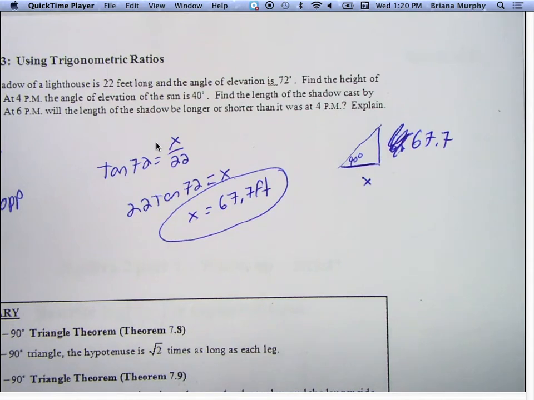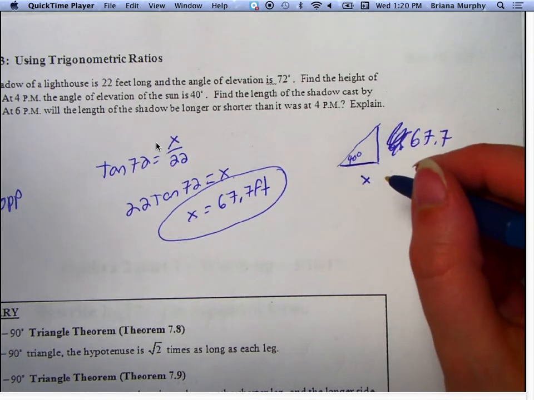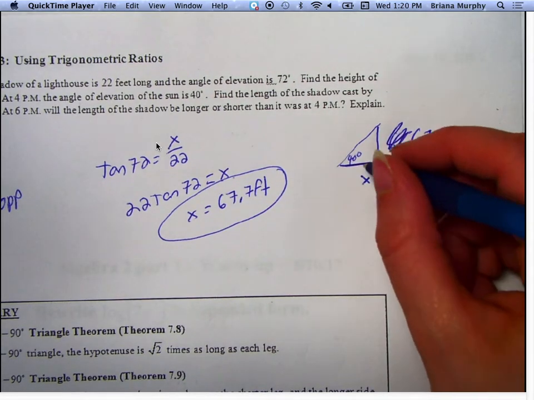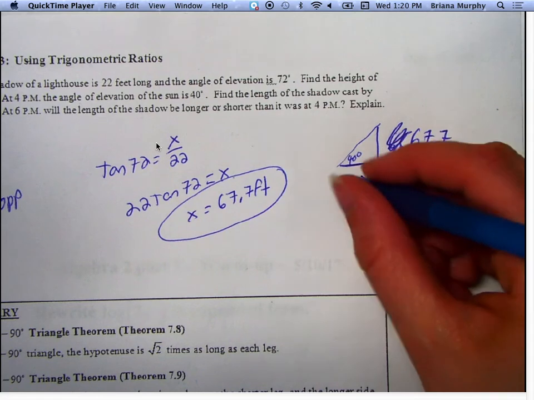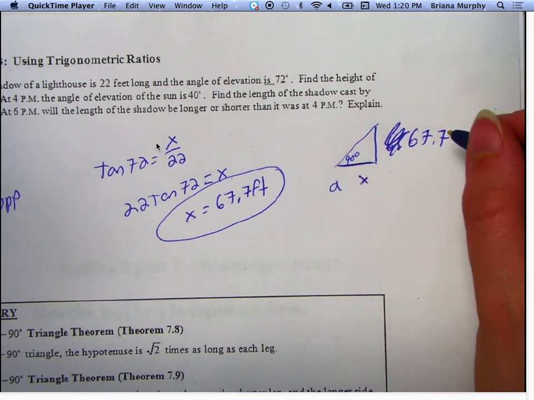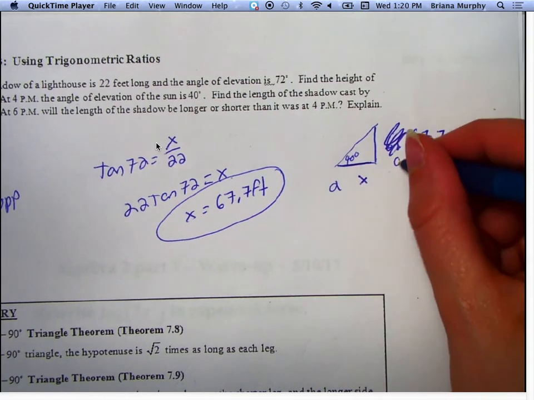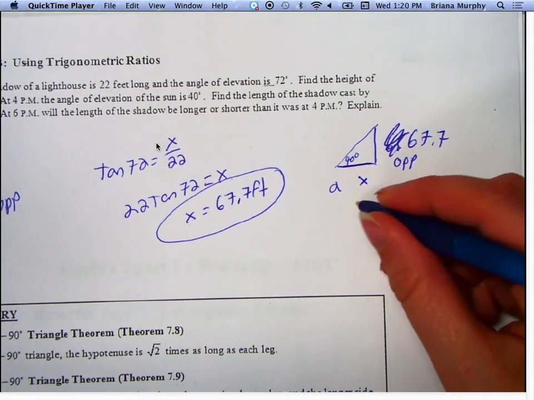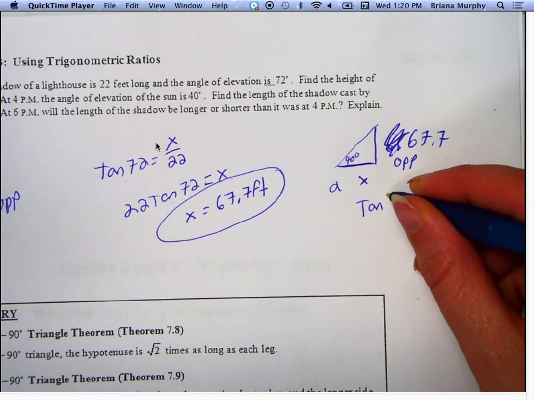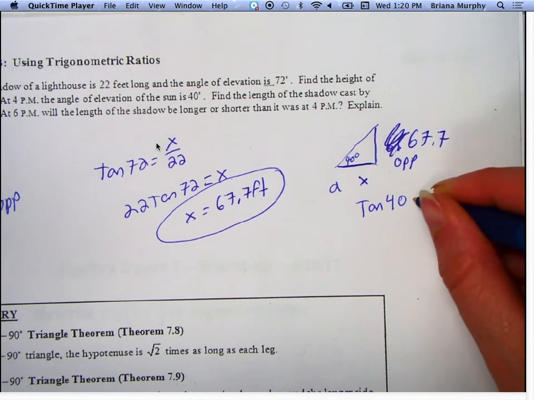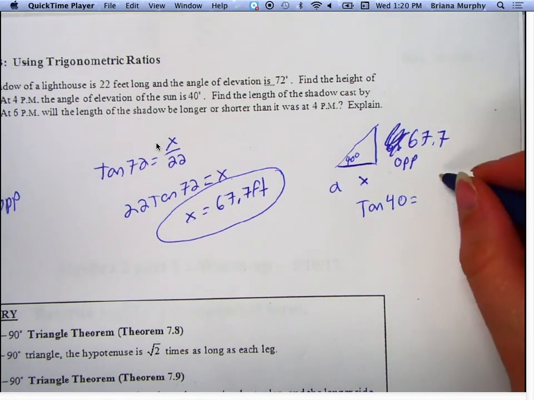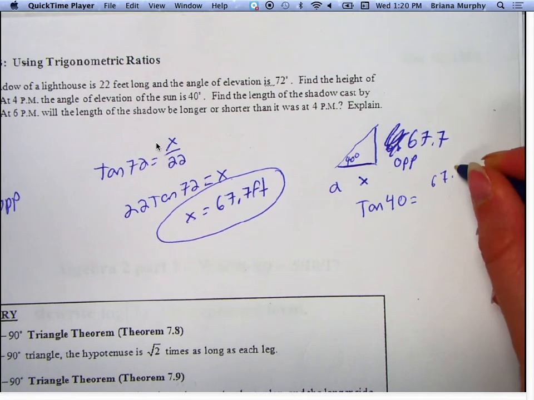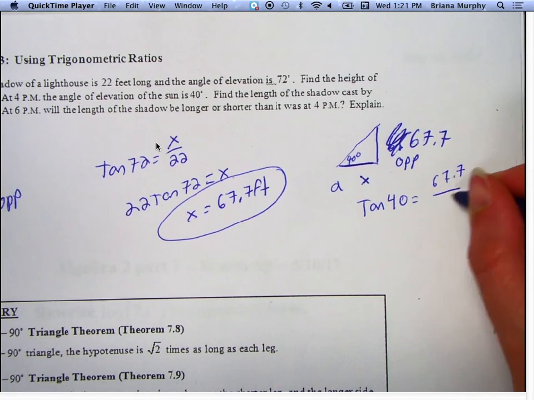What am I going to use? What is x? What is the shadow? Opposite, adjacent, or hypotenuse? Adjacent. What is 67? So I'm going to use which trig function? So I'm going to say tan of 40 equals the opposite, 67.7, over the adjacent x.